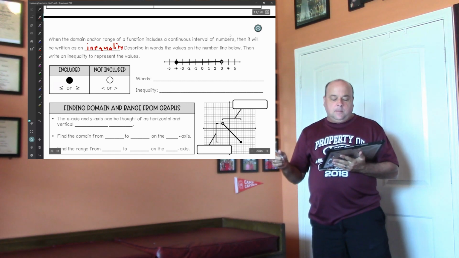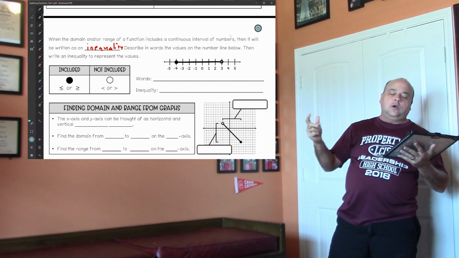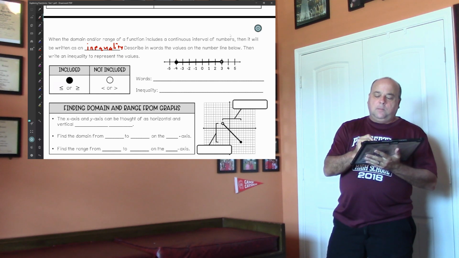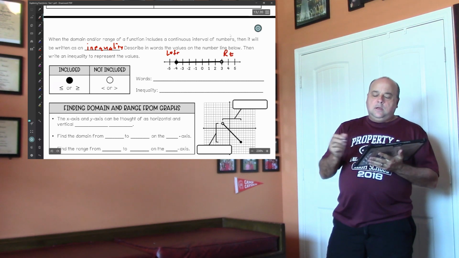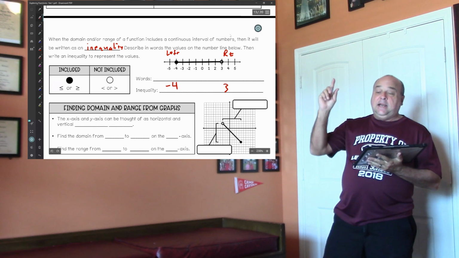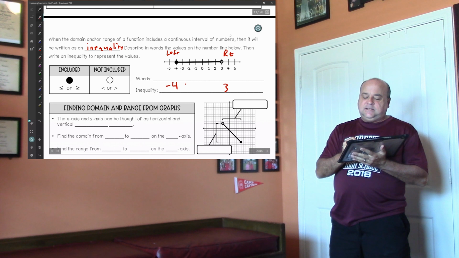Describe the words on the number line below, then write down an inequality that represents it. This is how you're going to write this down. Let's write the inequality first. So the numbers go from left to right, correct? This is left, this is right. So we're going to go from the negative 4 to the 3. And it includes the negative 4, but not the 3, right? So we're going to put a less than or equal.